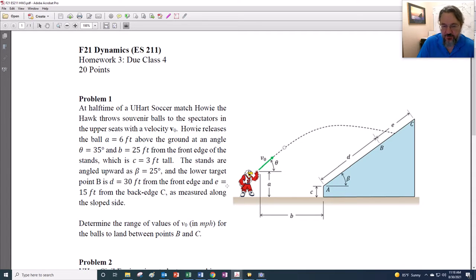That front edge of the stand is only like 3 feet high, and then the angle of the stands is 25 degrees, and the beginning of the upper section that he's aiming towards is like 30 feet as measured along the slope, and 15 feet from that point to the back edge. So he wants to land in between B and C, and we want to find the range, and we want to do it in miles per hour, so we have some kind of feel for how much that is.